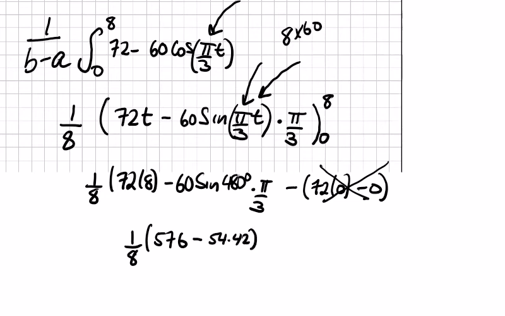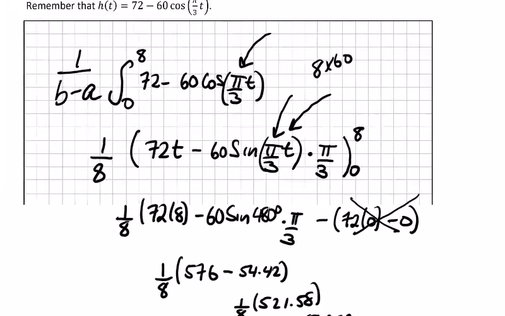And 1 over 8 of that, well, 521.58 is 65.2 meters for the average height.